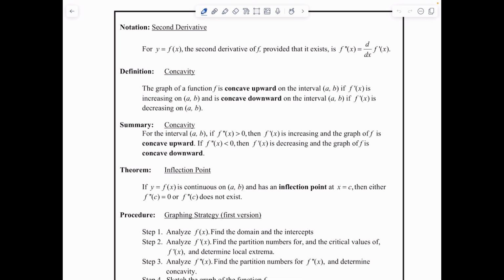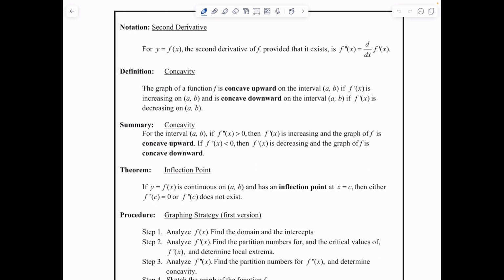Concavity is something that we'll be looking at now. The graph of a function is considered concave up in an interval if its first derivative f prime is increasing, and it's concave down on the interval if the first derivative is decreasing.